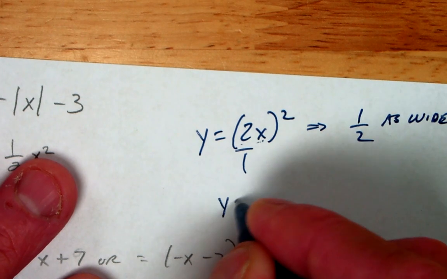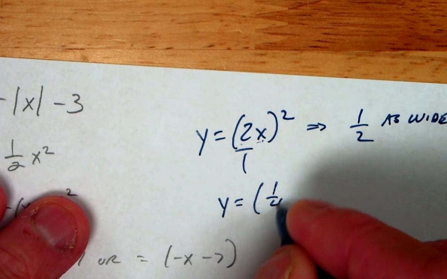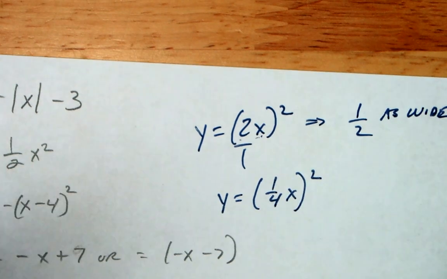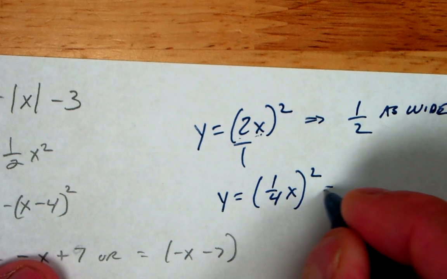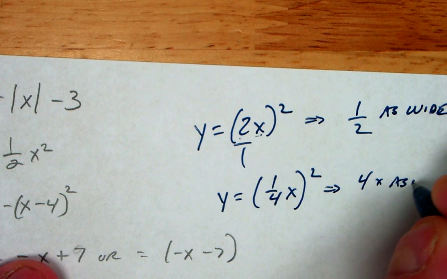But if I do something like y equals 1/4 x quantity squared, well, since it's the opposite, it's going to make it 4 times wider. Okay? So where does that come from? The fact that we did the reciprocal of 1/4 is 4 times as wide.